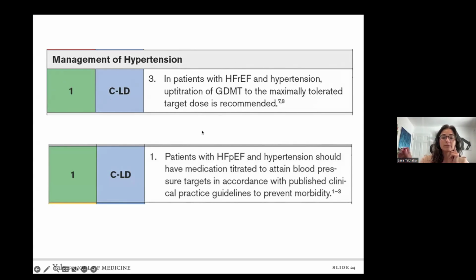You'll see there's no blood pressure number here specifically, and in my practice, it's just kind of the lower the better, lowest as tolerated. And I really take that opportunity to get the GDMT maximized. In patients with HFpEF and hypertension, in this panel here, again, level of evidence or class recommendation 1, they should have medication titrated to obtain blood pressure targets in accordance with published clinical practice guidelines to prevent morbidity.